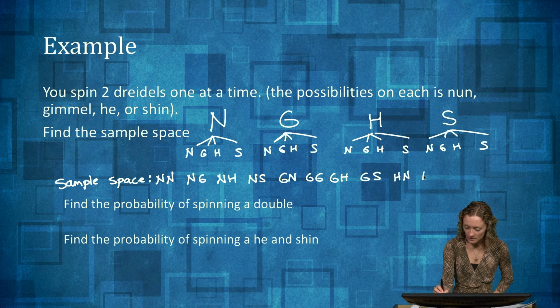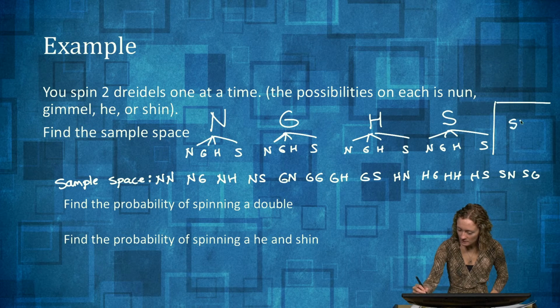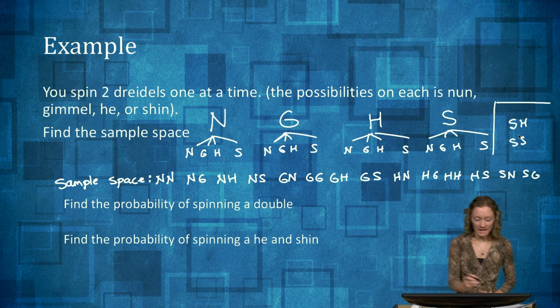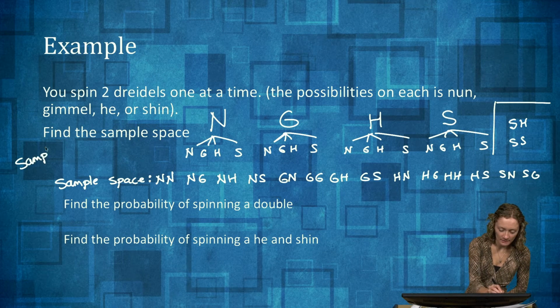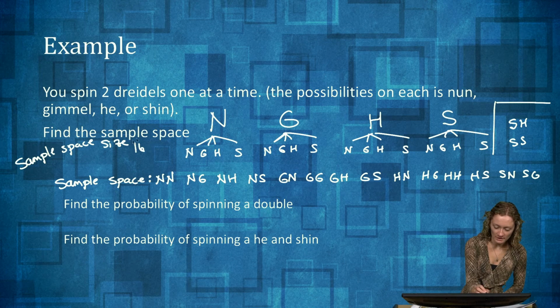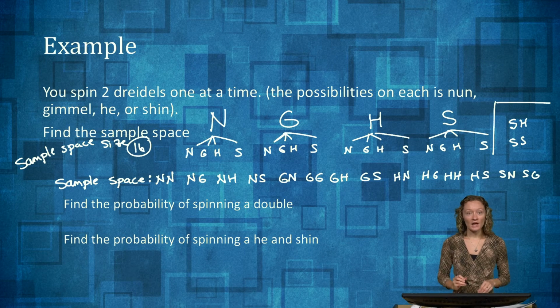Hey, nun, hey, gimel, hey, hey, hey, shin, shin, nun. Oh, my list has to spin a little bit, I think. Gimel, I'll bring it up top. Hey, shin, shin. Okay, so there's the formal list of the sample space. It doesn't ask for this, but what's the sample space size? You can count them, or you can use the counting principle. 4 times 4, or count 1, 2, 3, 4, 5, 6, 7, 8, 9, 10, 11, 12, 13, 14, 15, 16.